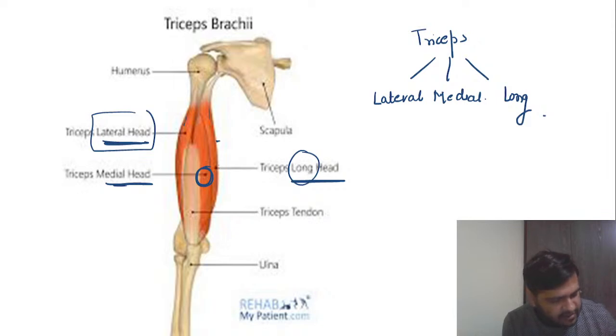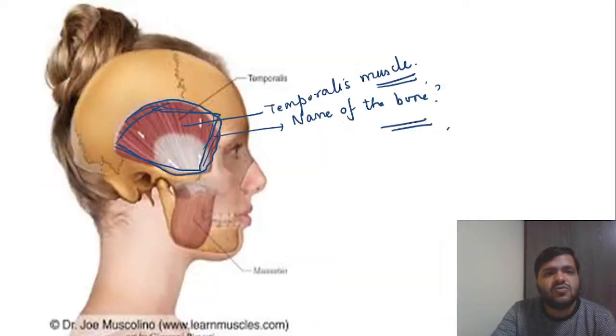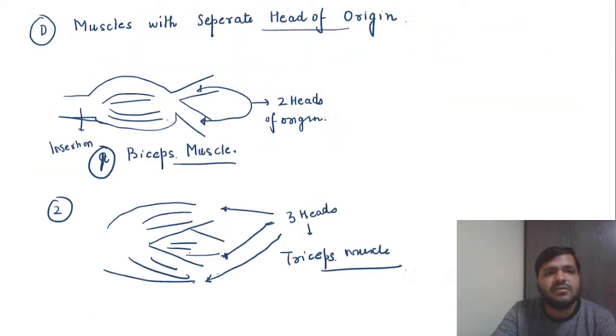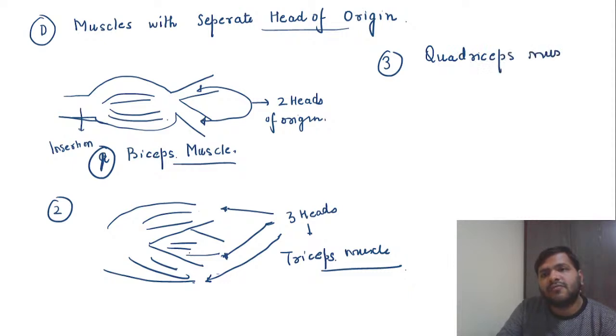Triceps have three heads: the lateral, medial, and the long head. Coming on to the third and final part of this category of muscles, the third category of muscle is the quadriceps muscle, with four heads.